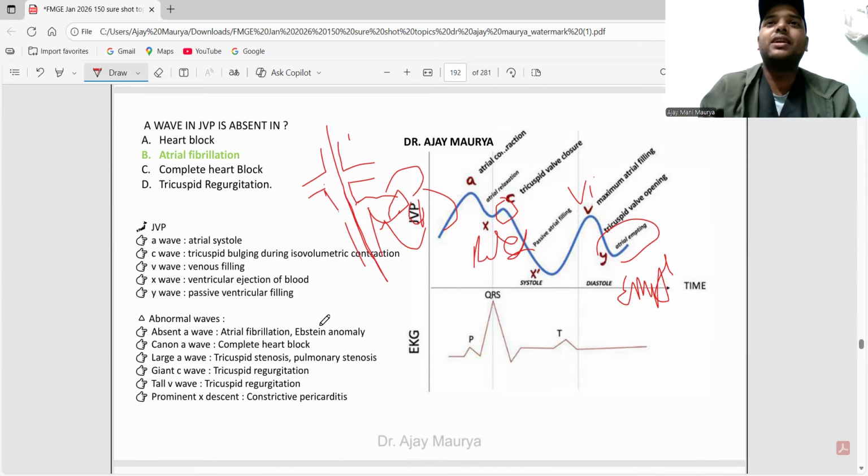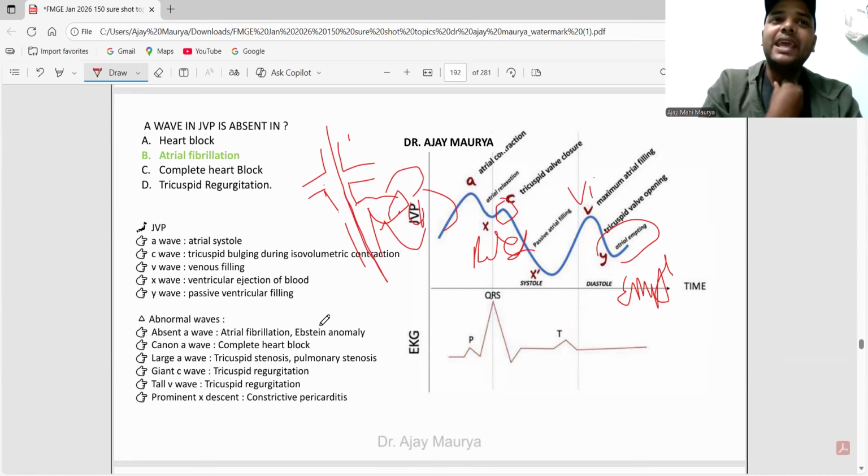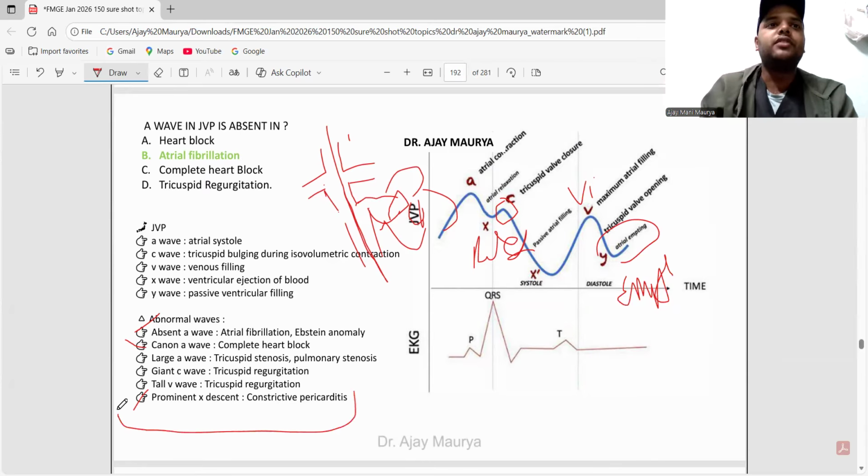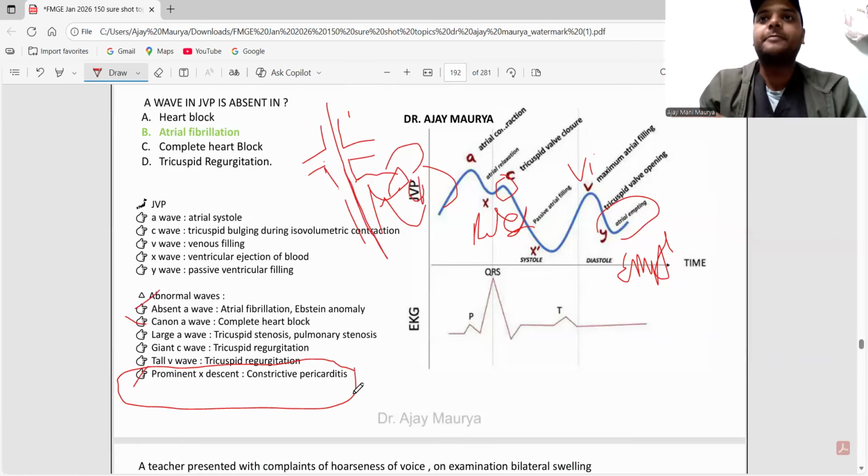And remember the abnormalities. If there is an absent A wave, it means there is atrial fibrillation. Cannon A wave is seen in complete heart block. So these are very important. These two and this one. Constrictive pericarditis is very important, and the cardiac component is also important. Please correlate with this JVP examination. Okay, that's it.